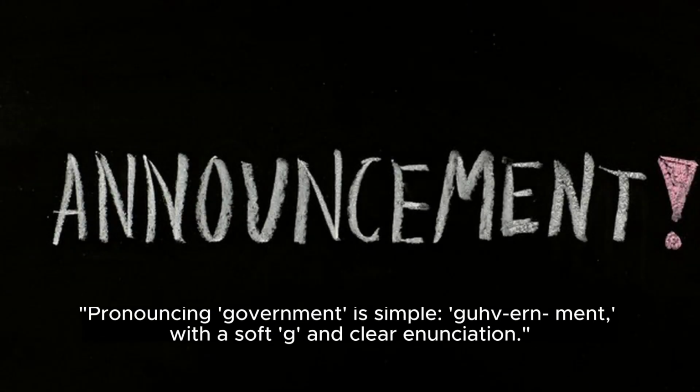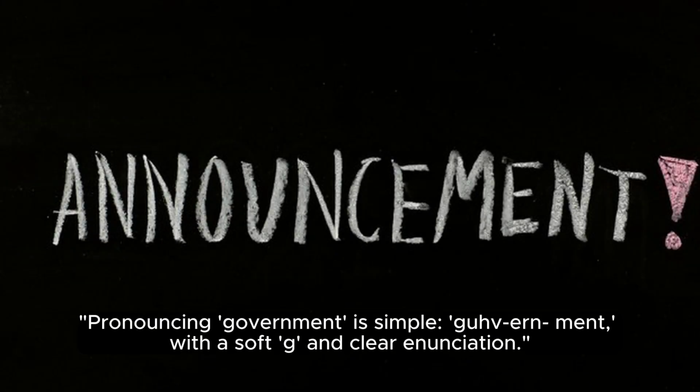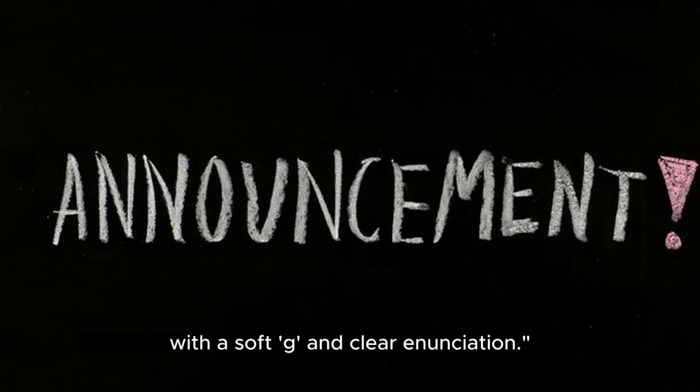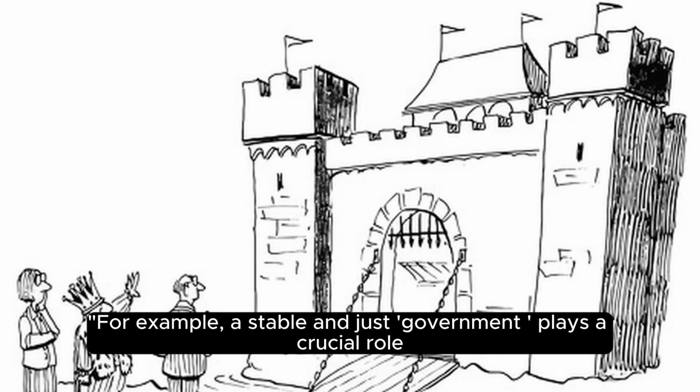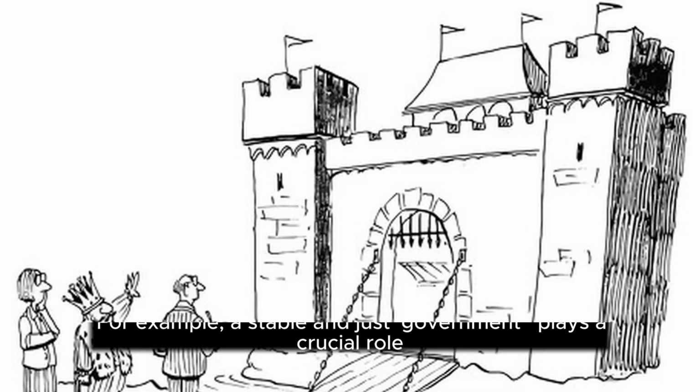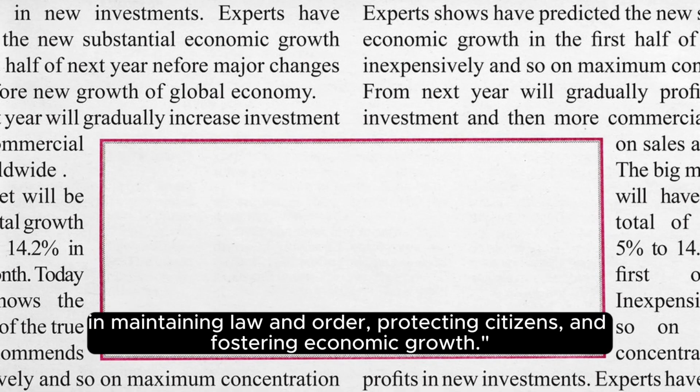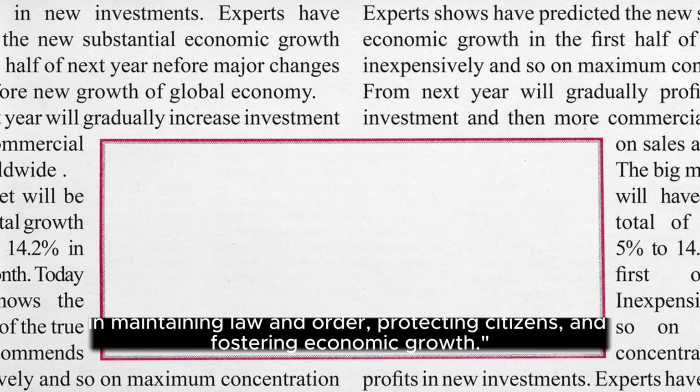Pronunciation. Pronouncing government is simple, ɡەvərnmənt, with a soft G and clear enunciation. Use in a sentence. For example, a stable and just government plays a crucial role in maintaining law and order, protecting citizens, and fostering economic growth.